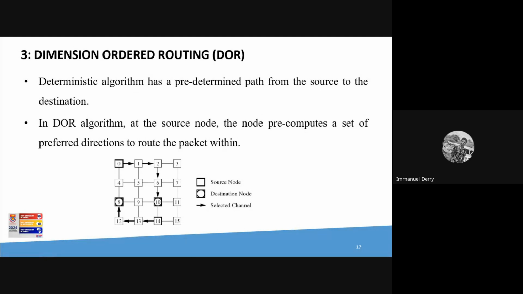So this pre-computing might be based on the cost on the edges of the network path. That is from, let's say, node A to B, what is the cost as compared to node A to C?